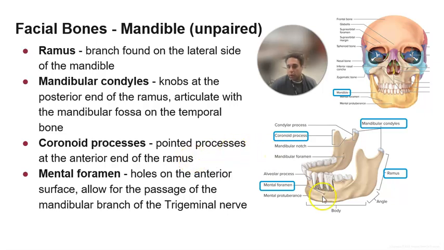And then over here, we have another foramen. We have the mental foramen. Again, foramen most of the time allows for the passage of blood vessels and nerves. So those are holes found on the anterior surface, which allows for the passage of the mandibular branch of the trigeminal nerve. Again, mandibular meaning this nerve has control over the mandible, which is the trigeminal nerve. So it goes through this mental foramen over here.